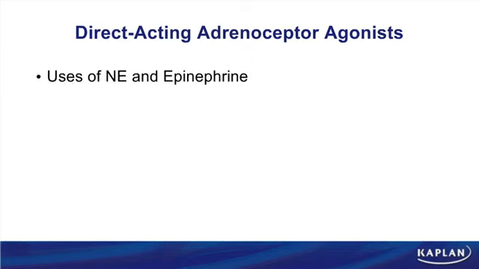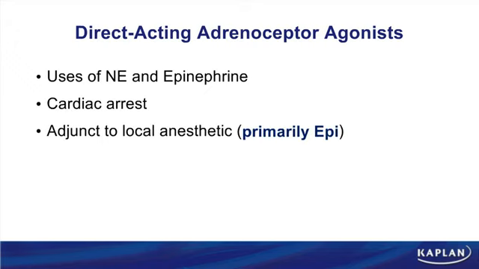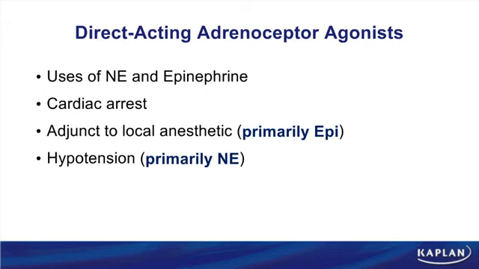There are various uses of norepinephrine and epinephrine. For example, cardiac arrest. We can use them as an adjunct to local anesthetics. Primarily, we're going to use epinephrine for this purpose, and we combine epi with a local anesthetic because of its vasoconstrictive properties, keeping that local anesthetic localized. We can use norepinephrine in hypotension. It's going to consistently vasoconstrict and increase the blood pressure.